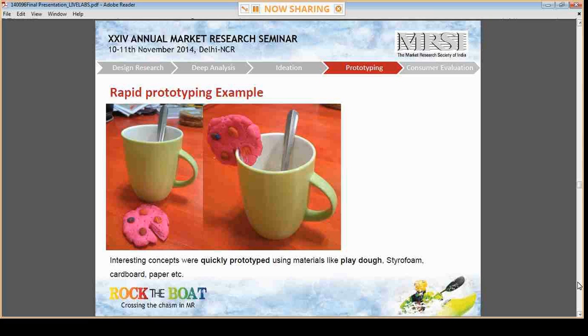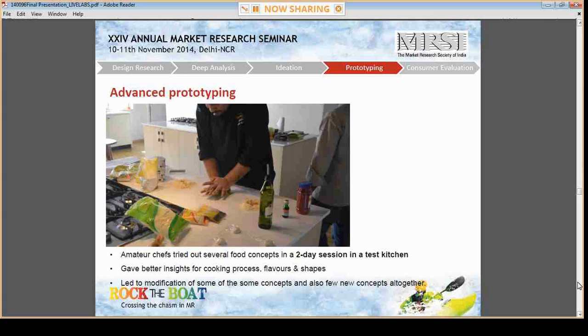Then comes the interesting part: how do we actually imagine this product in 3D, a third dimension? So we quickly made a cookie out of Play-Doh, and we made it really rough. It was not even a minute's job, but it helps us see how this product is going to look later on. Next, please.